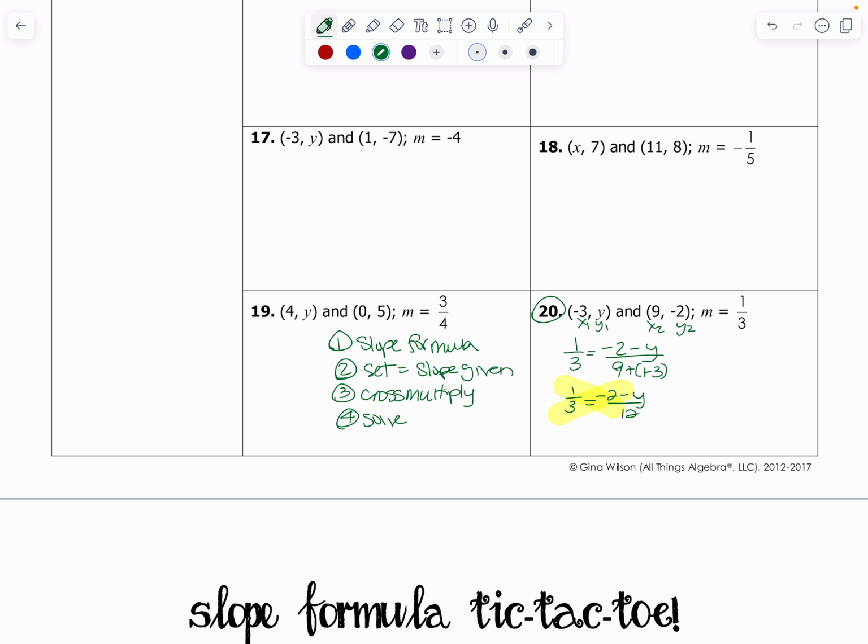Cross multiply. So I get 12 is equal to 3 times negative 2 minus y. So 12 is equal to negative 6 minus 3y. Add 6 to both sides. So 18 is equal to negative 3y. Divide both sides by negative 3, and I get y is equal to negative 6. All right, and that is it for this lesson.